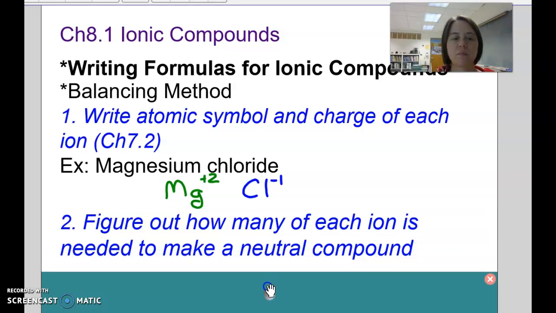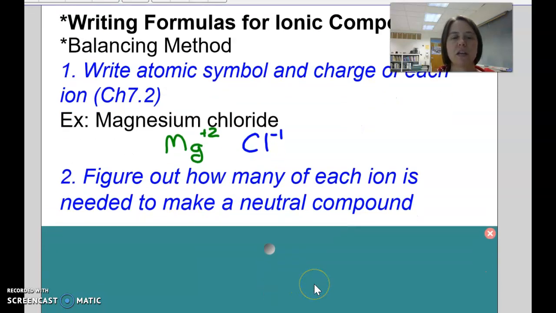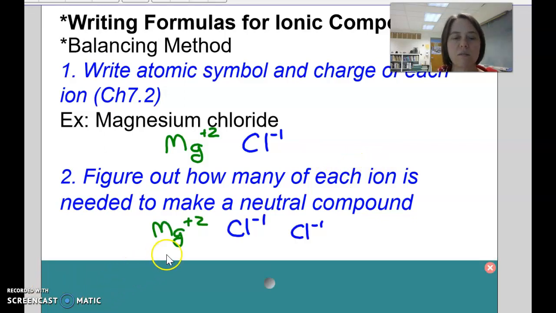And then the next step, if you remember from chapter 7, is you figure out how many of each ion is needed to make a neutral compound. Well, if I start out with 1 magnesium, I have +2, and then if I have 1 chlorine, I have -1. Well, +2 - 1 is still +1, so I'm not neutral yet. I need +2 minus 2, which means I need 2 chlorines to be able to get to 0. So I have 1 magnesium and then 2 chlorines.